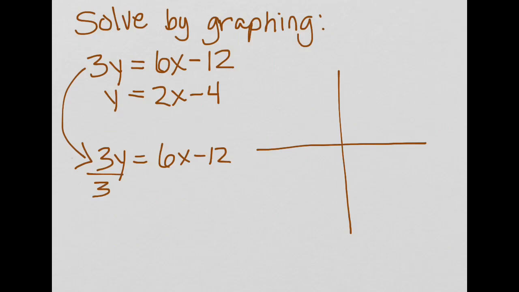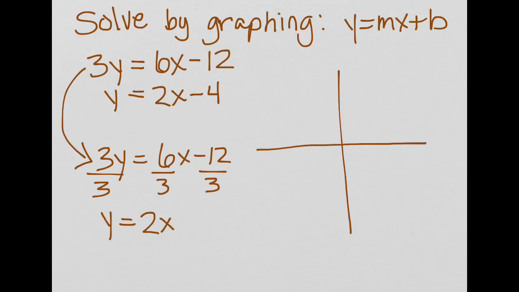3 divided by 3, I'm going to divide the 6 by 3 and the -12 by 3. You could have drawn just one line and divided the whole right-hand side of the equation by 3, but because we want this to be in the form y equals mx plus b, we're going to go ahead and divide those separately. So 3 divided by 3 is 1. 1 times y is y. Y equals, well, 6 divided by 3 is 2x. And -12 divided by 3 is -4.